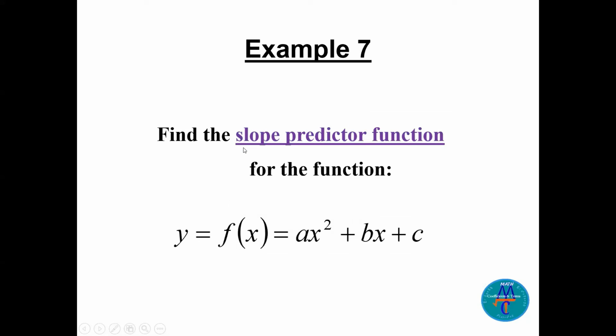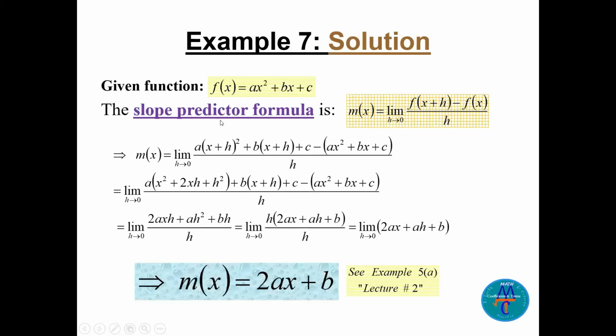Let's find the slope predictor function for this function, y equals f of x, ax squared plus bx plus c. That's a quadratic function. You can replace a by a number, b by a number, c by a number. Let's find the slope predictor function. So we start.